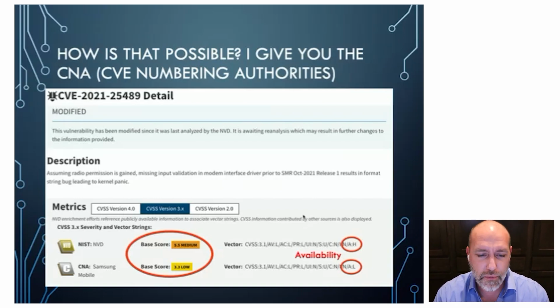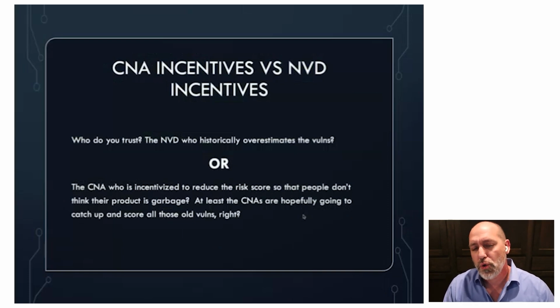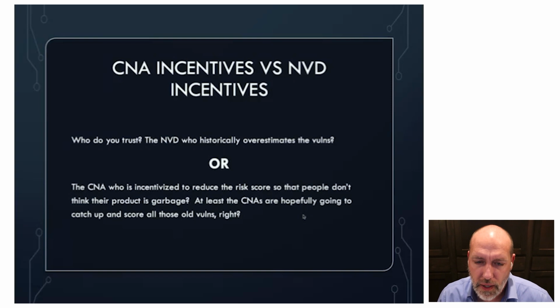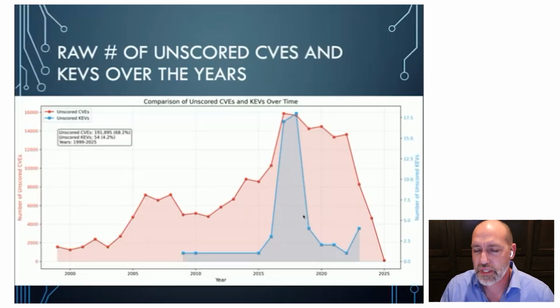So even more reason to not believe the CVE CVSS scores have really anything to do with whether something's being actively exploited in the wild or not. So who are you going to trust? The NVD, who historically overestimates the vulns, or the CNAs, who are incentivized to reduce the score? So there are good reasons to believe and work with the CNAs.